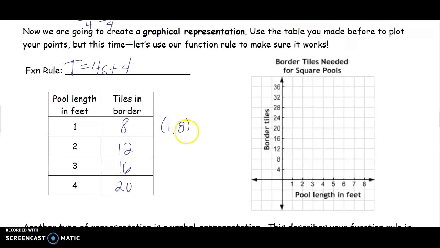Remember, this point is like 1, 8. So we would go to 1 on our x, and we would move up 8 on our y. Same thing here, 2, 12. Move over 2 on x, up to 12. 3, 16. 4, 20. If you notice, it's a pattern, and it's going to go up at the same rate. So you can use a graphical representation to also predict how many tiles you're going to need rather than solving the equation.